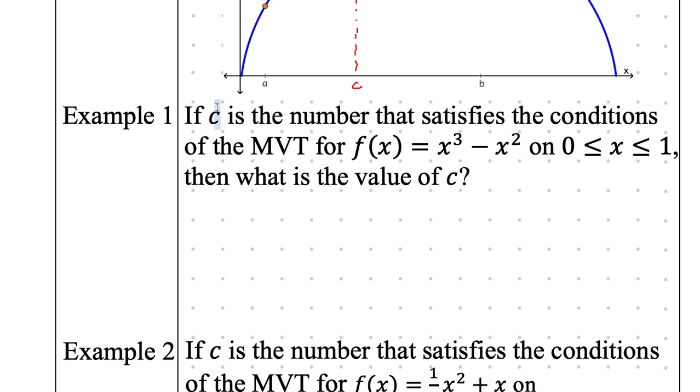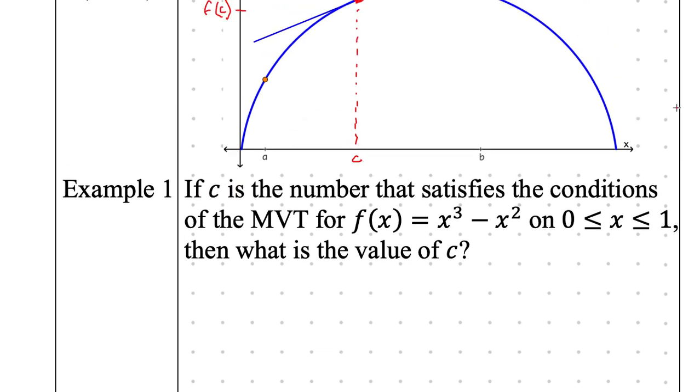We're looking for the number C. Again, let me come back to my pen. We're looking for the number C, just like we had down here. What is the X value that satisfies the mean value theorem where I have this function? The function is x to the power of 3 minus x to the power of 2, and it's on the interval from 0 to 1. That's all the information I'm given. An equation and an interval.